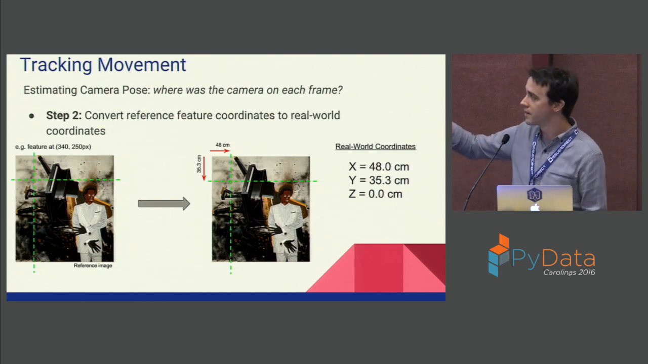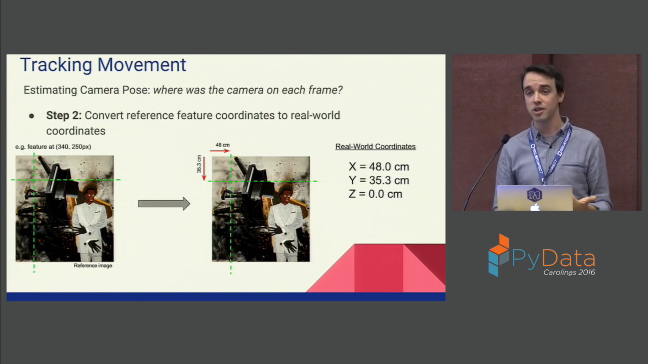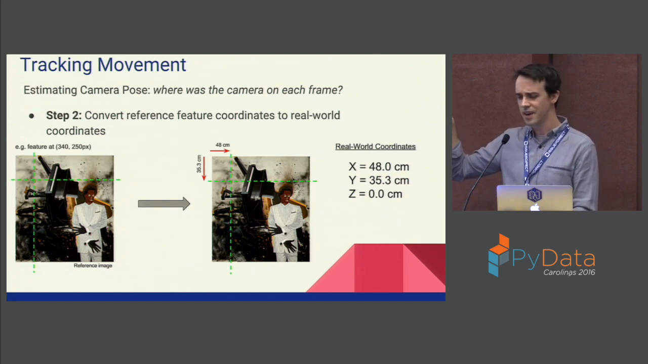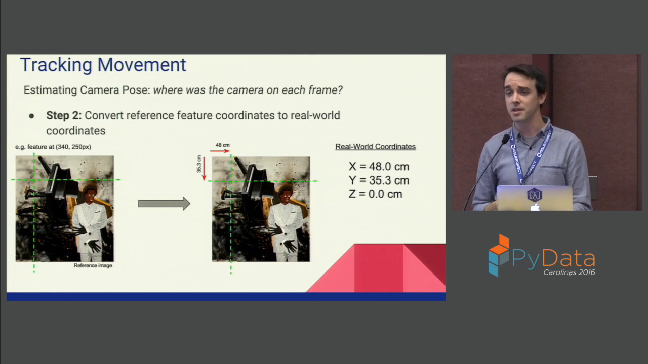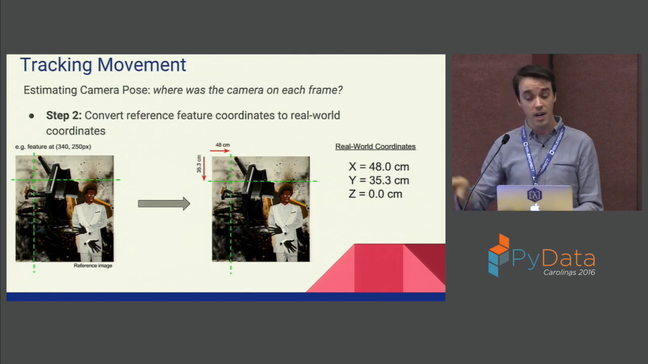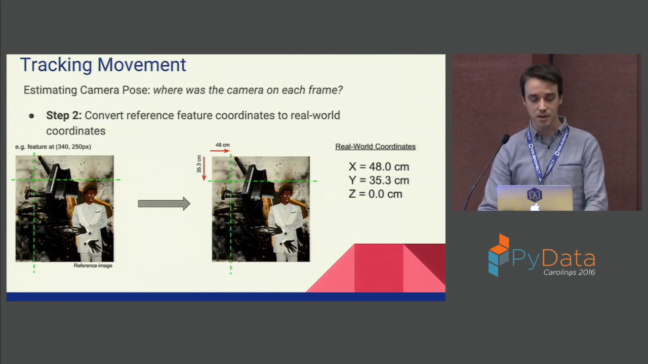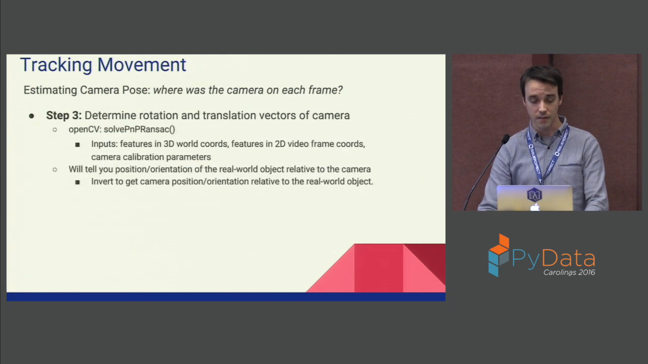So for example, if we identified a feature here that was at pixel location 340 by 250, that would correspond to a real world location of about 48 centimeters, 35 centimeters, and 0 centimeters in the z dimension in the real world. And we apply that same conversion to all of the features that we have.